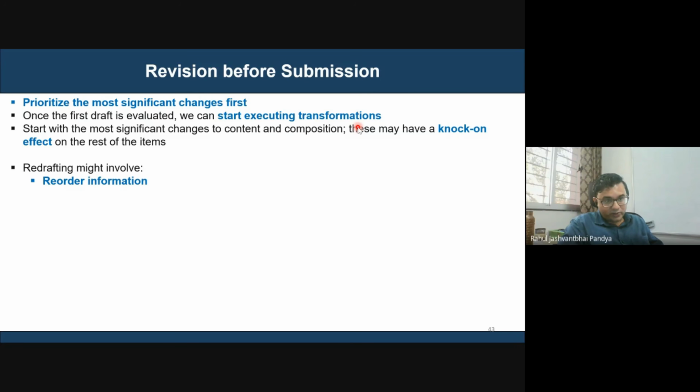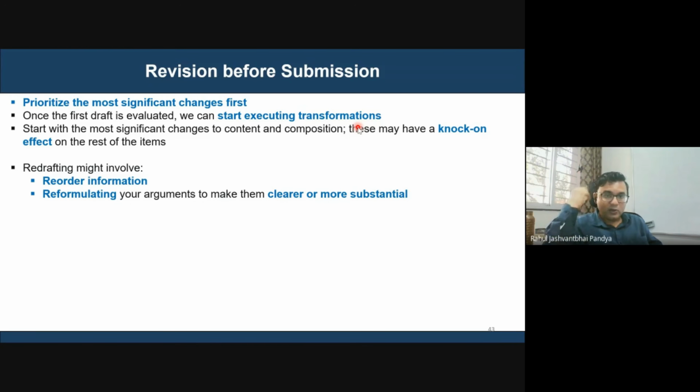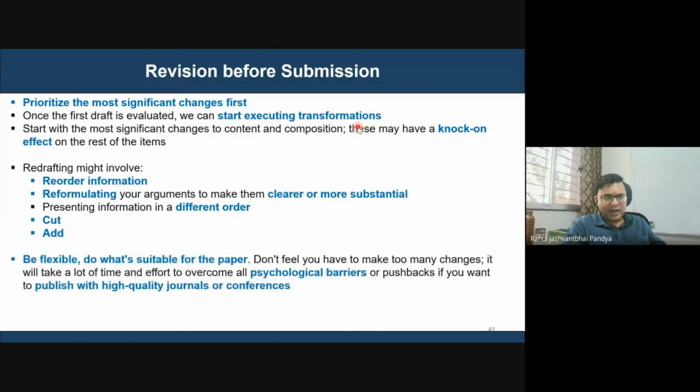Reorder the information, which is fine. Keep reordering it, reformulating things if it is adding value, if it is going to the next level, right? We have to be more clear and more substantial. Presenting the information in a different order is also fine. If the earlier order is not making sense or doesn't create an impact, we should think differently, and we can cut, we can add. We should be flexible. Do whatever it takes. We should be doing that.